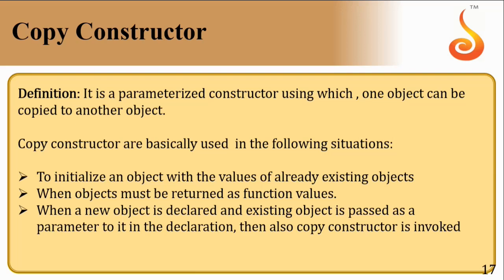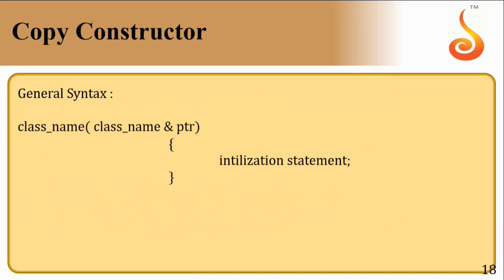When a new object is declared and an existing object is passed as a parameter to it in the declaration, then the copy constructor is invoked. That is, you use a copy constructor when you want to create an exact replica of an existing object. This is the copy constructor. The ampersand ptr is the object which you are passing as an argument to it.